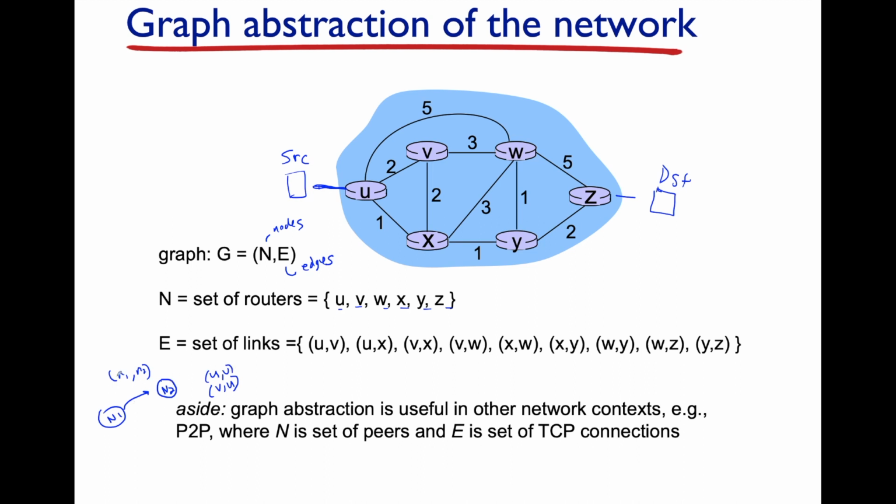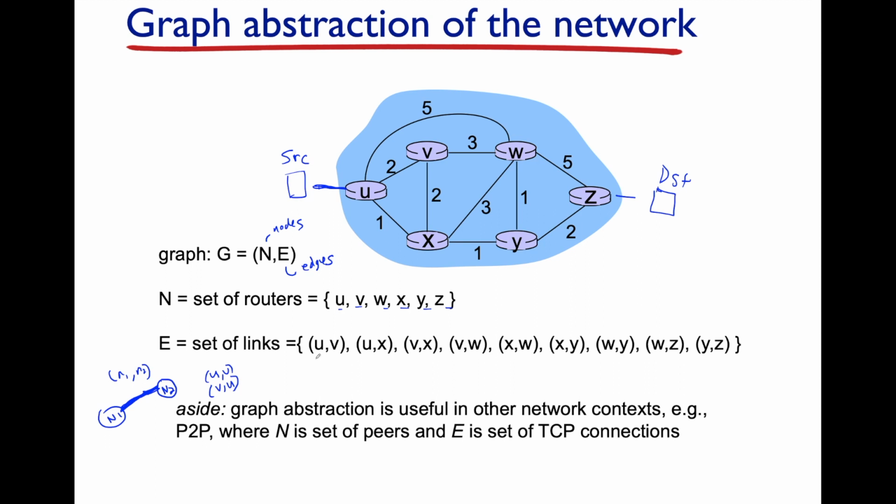But in this case, the appearance of a link corresponds to what's called a bidirectional link. So it's not a directional graph, it's an undirected graph. No direction is implied by the node ordering. Okay? All right.